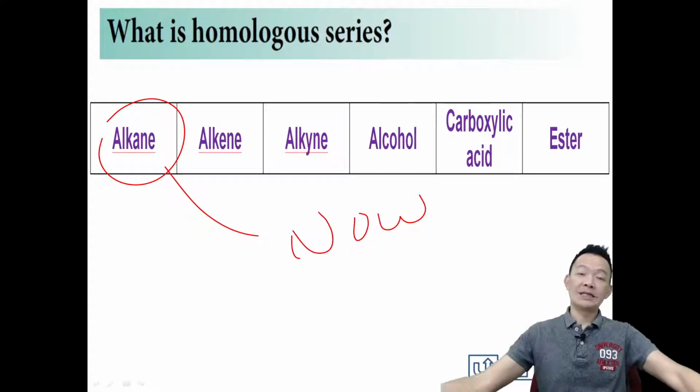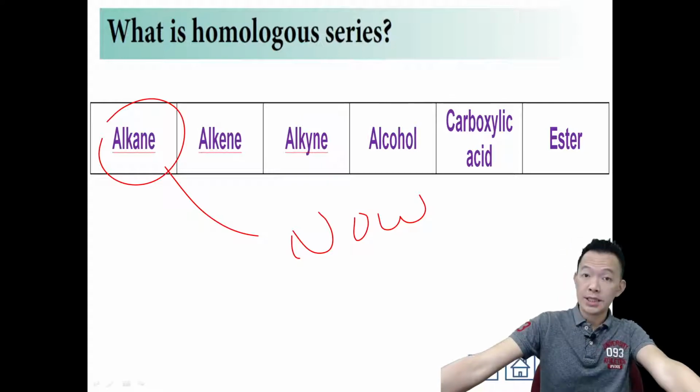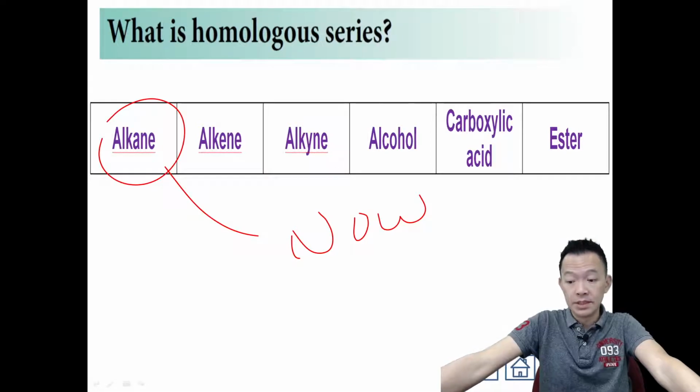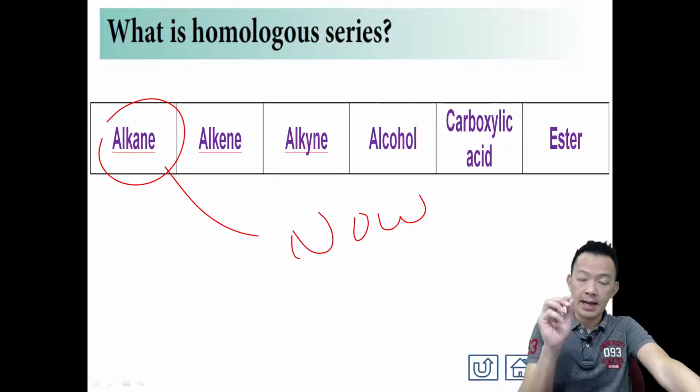Hi, from 5 Chemistry, Chapter 2, Book 1. This is your notes, page number 7. And from now, we're going to start our long journey, the 6 homologous series in our syllabus. And we start from Alkane.